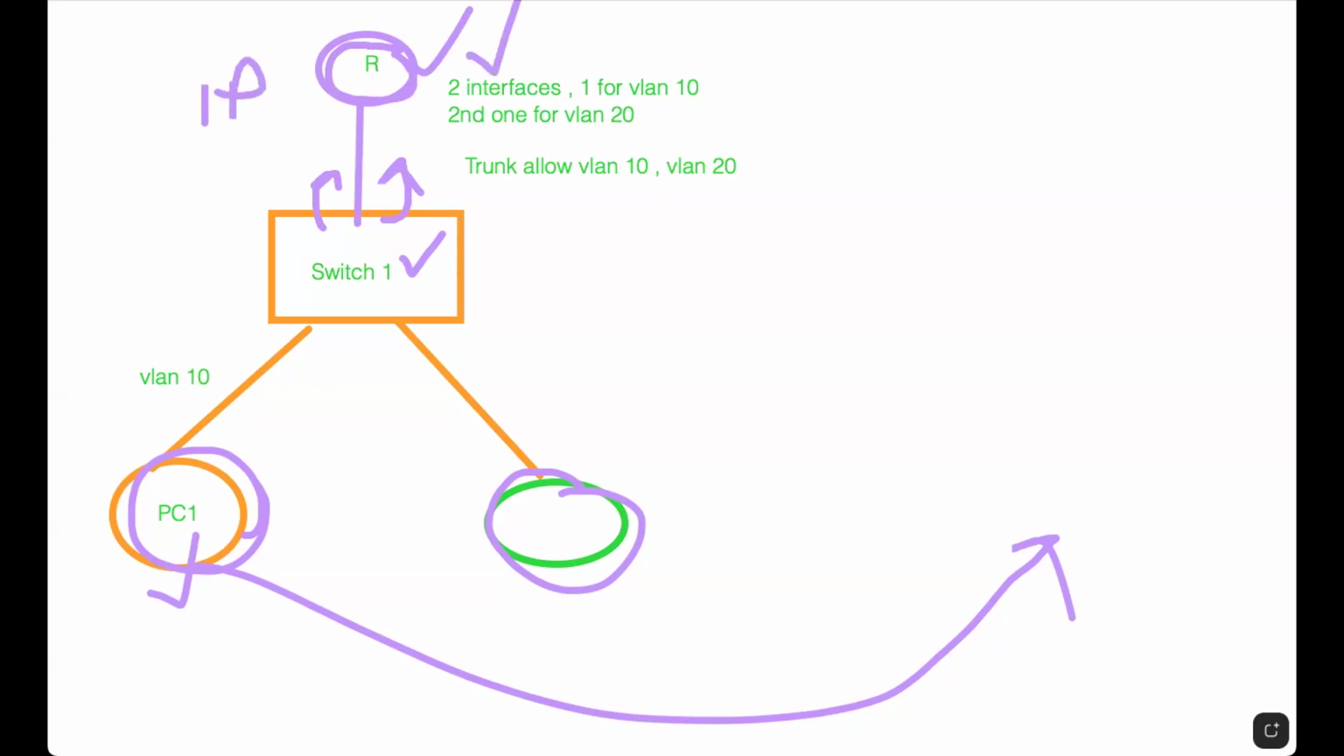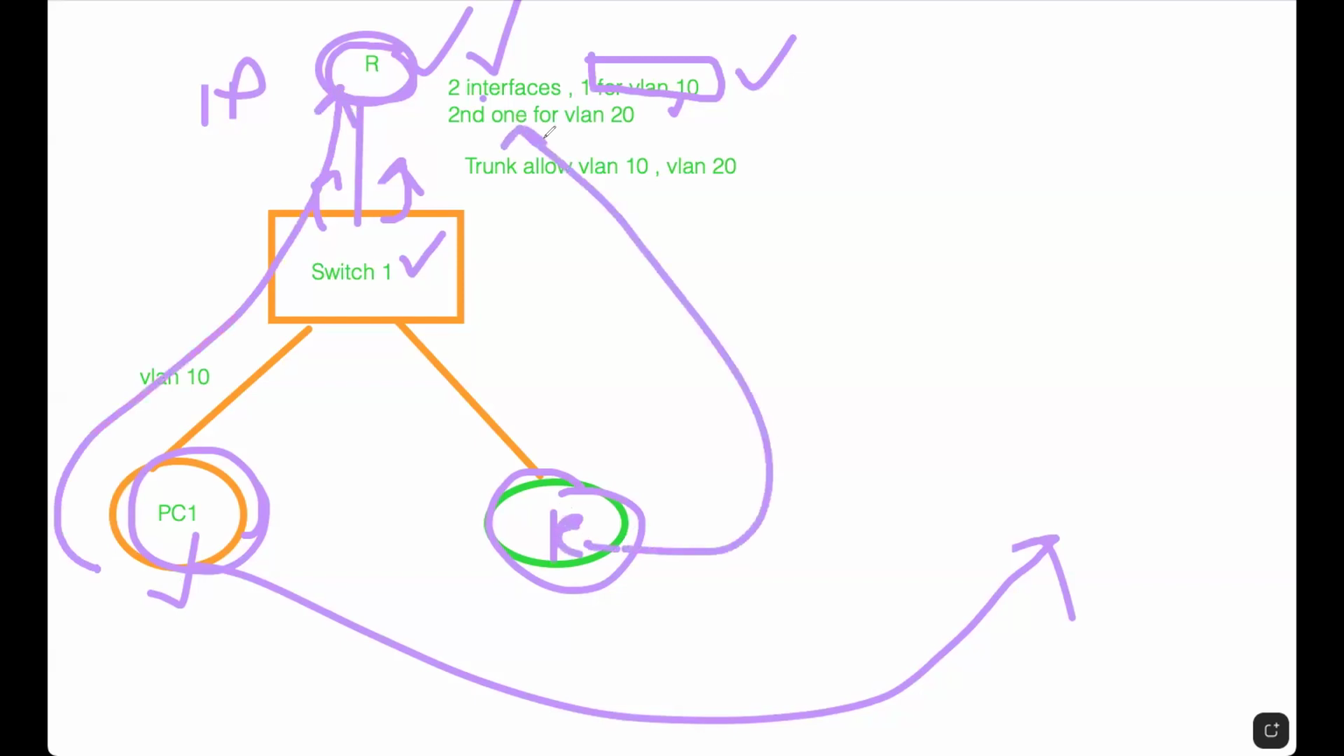We will create two interfaces, one for VLAN 10 and one for VLAN 20, and we assign the IP addresses. We will define the PC1 gateway as the router's VLAN 10 IP, and we will define the PC2 gateway as the router's VLAN 20 IP, and then we will let the router make them communicate. For that, we have to trunk the VLANs to the router and let the router do the communication between these two interfaces by looking at the routing table. Any questions on the theory part, guys?